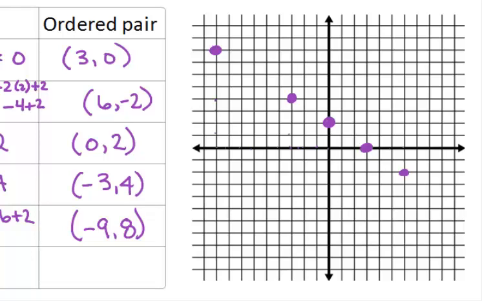And it looks like all of these points are lined up. So the graph of this equation is a straight line going through all of these points here. So that's my equation there.